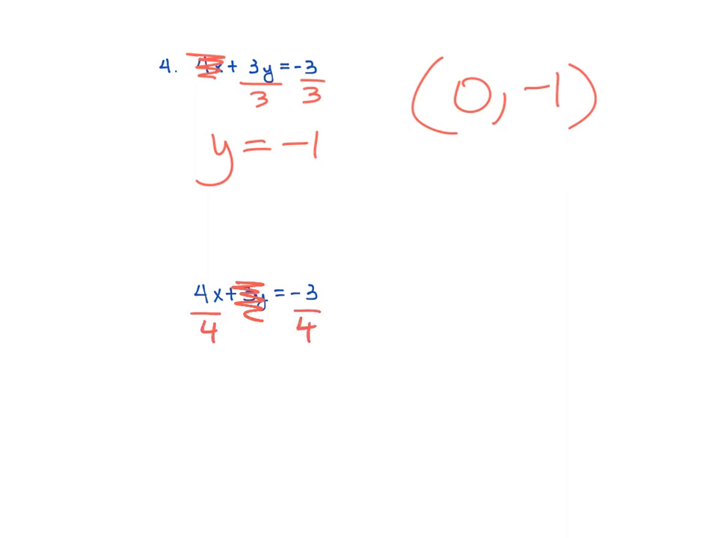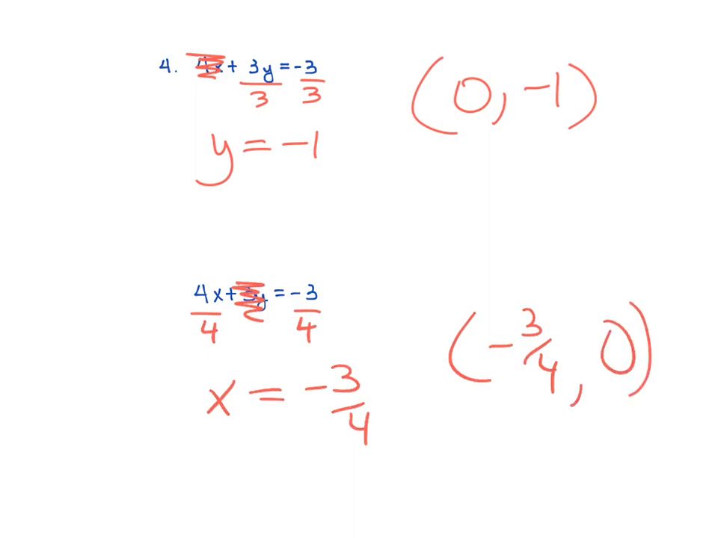Now, this only works when it's in standard form, okay? Because you need the x and the y term together in order for this cover-up trick to work. So it has to be the x and the y together on one side and then the constant on the other. So then this gives me x equals negative 3/4, so 3/4 negative, comma 0.